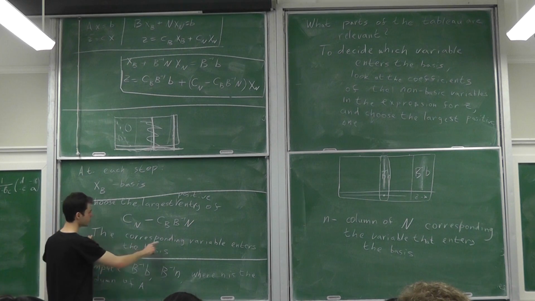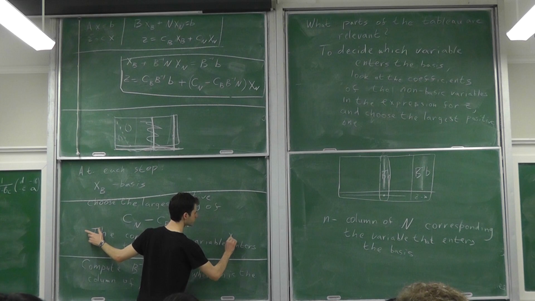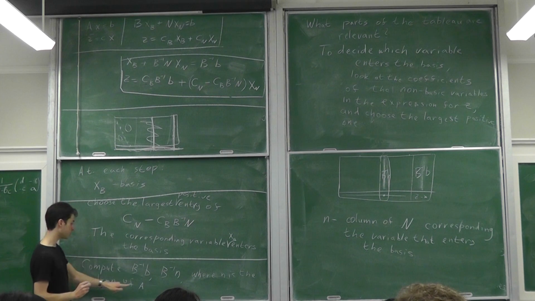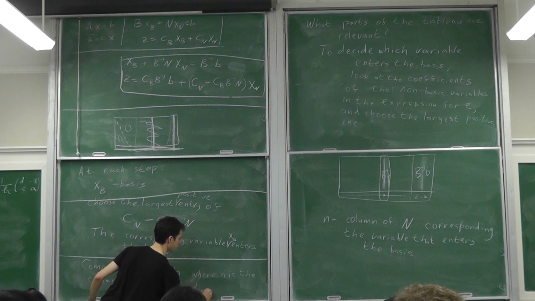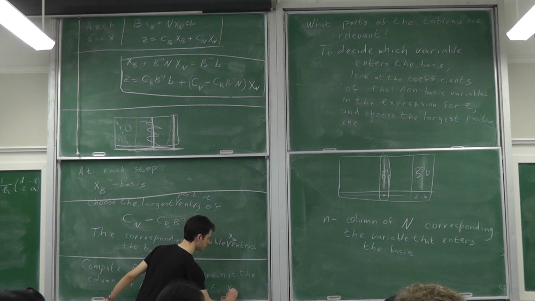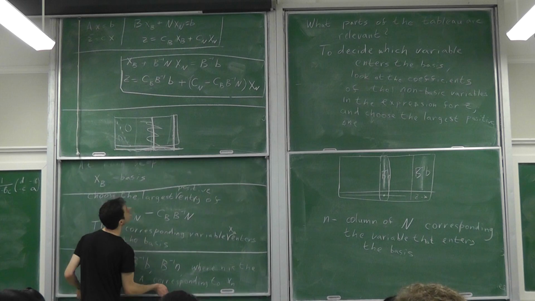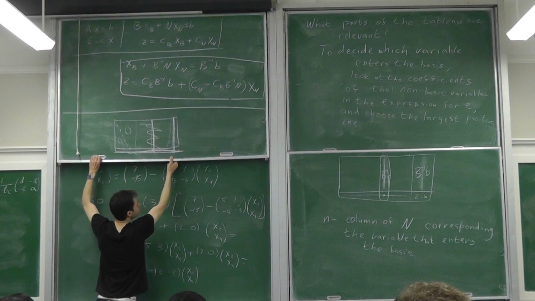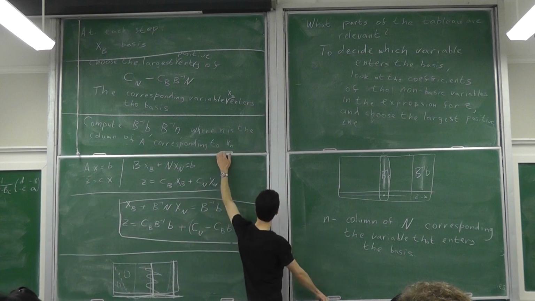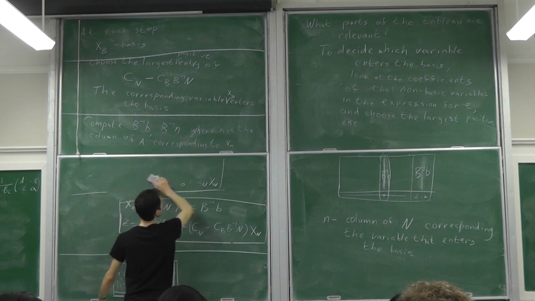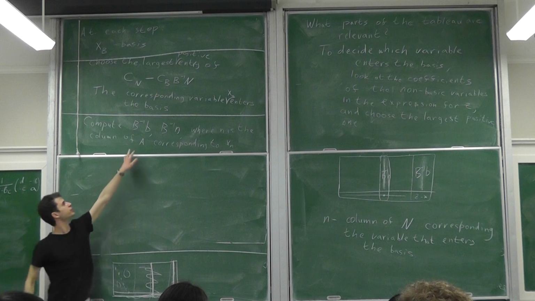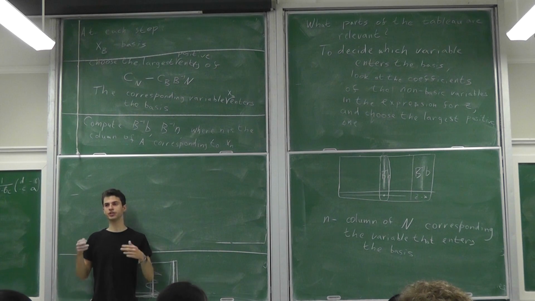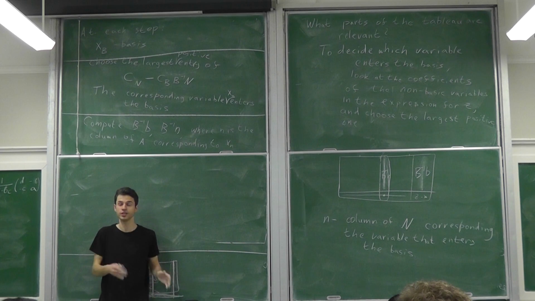Maybe let me formulate it like this. Let me call this variable x sub n, small n, and the column of A corresponding to xn. And next I want to go over the entries of this vector and this vector, take the ratios, and find out which is the smallest positive ratio. This will be the given variable.